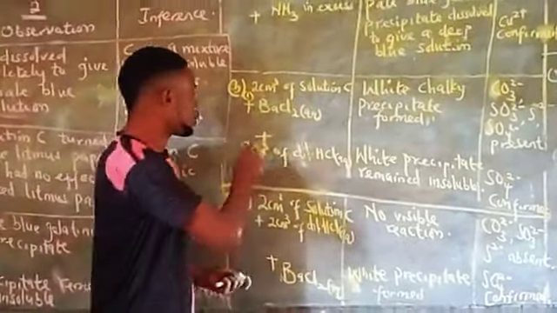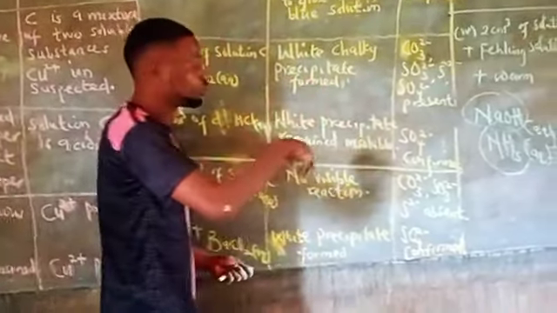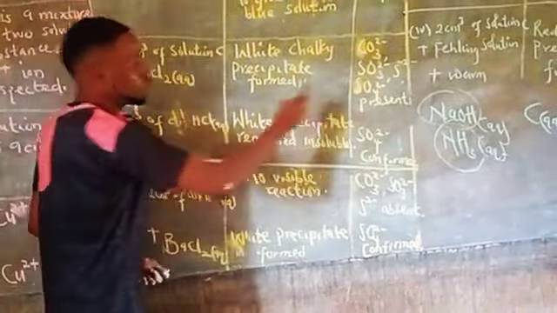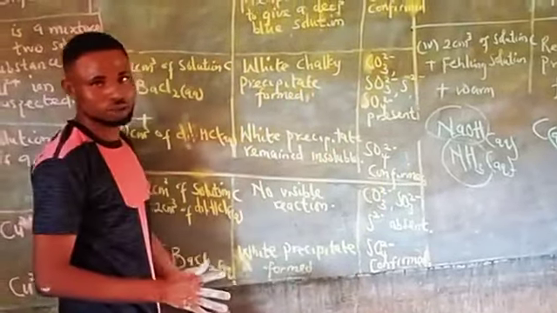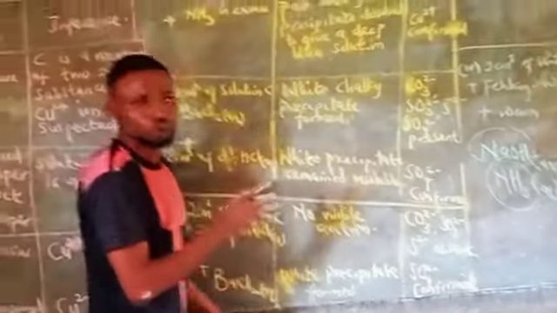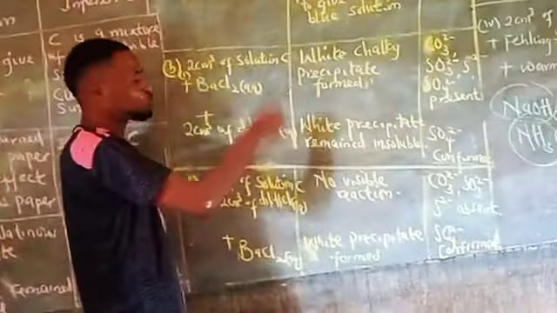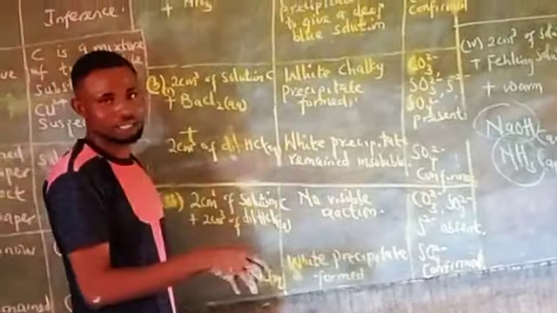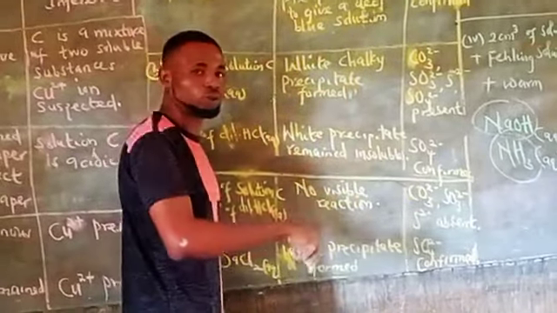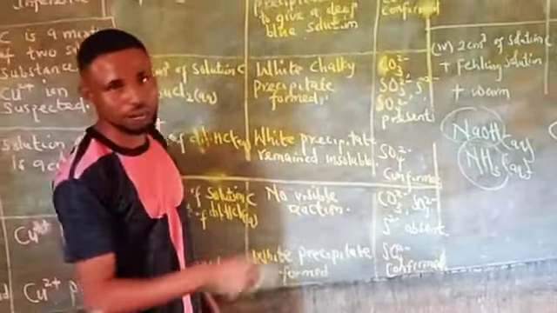Now add dilute HCl, and the white precipitate remains insoluble. If it is insoluble in HCl, then SO4 2- is confirmed. The remaining ones are soluble. So it is SO4 2- that is not soluble in dilute HCl. Now please be careful. The white precipitate remains insoluble, so the ion present, SO4 2-, is confirmed.